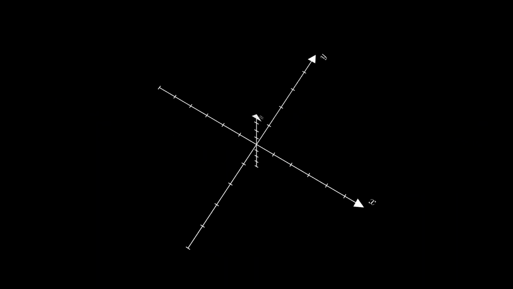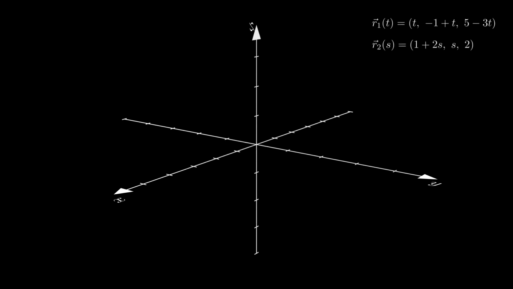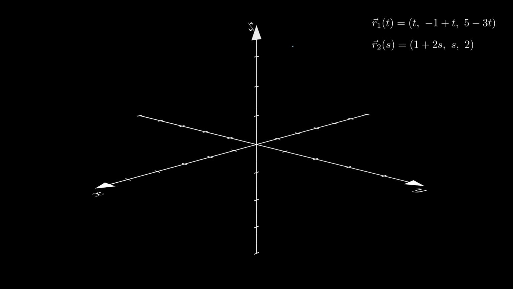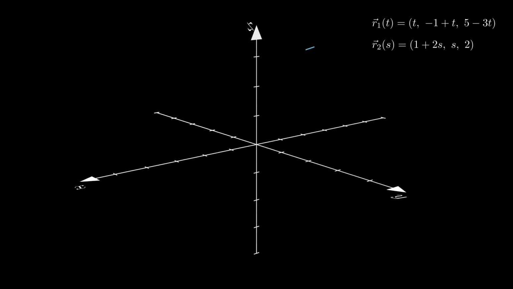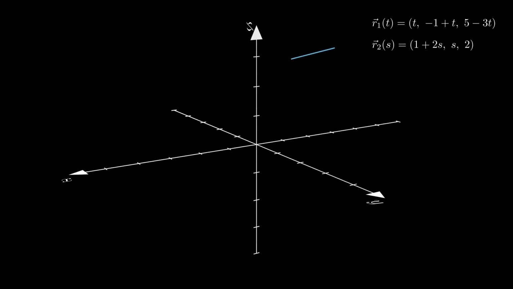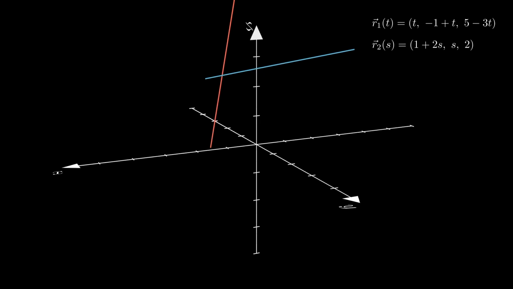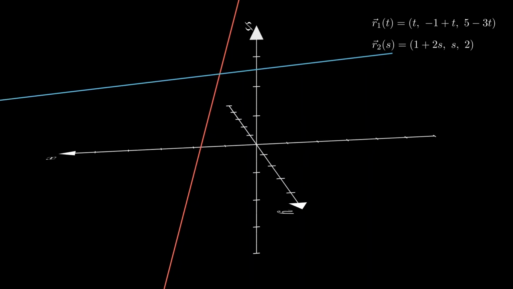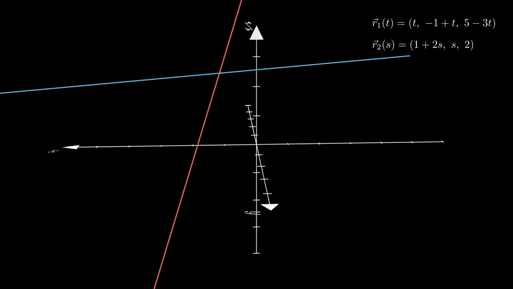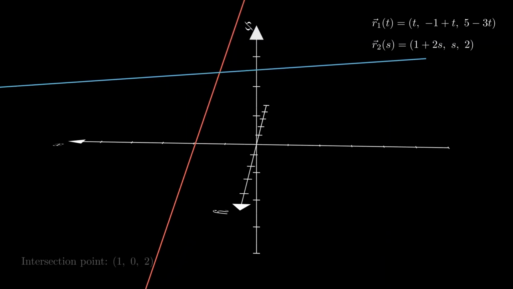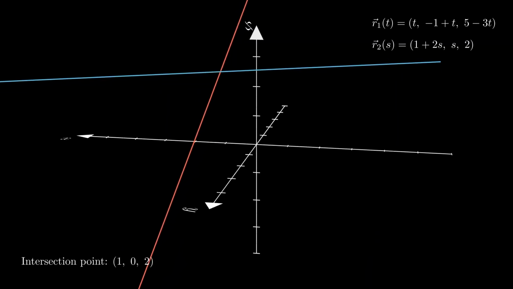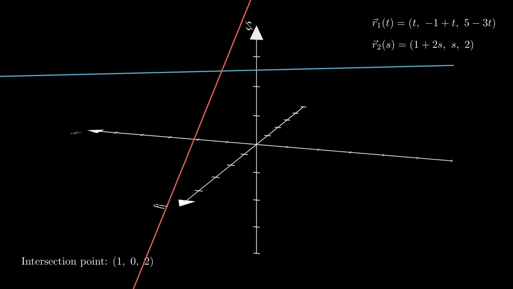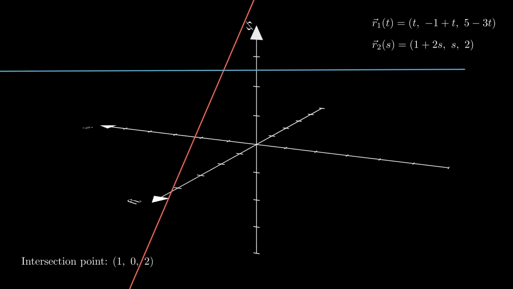Let's consider how vector-valued functions help us analyze potential interactions between multiple drones in flight. This diagram shows 2 distinct flight paths, each defined by a vector-valued function: r1(t) = (t - 1, t, 5 - 3t), and r2(s) = (1 + 2s, s, 2). Each of these expressions describes a position in 3-dimensional space over time. The first drone moves along the red trajectory, while the second follows the blue one. Using this representation, we're able to determine exactly where and when their paths intersect.